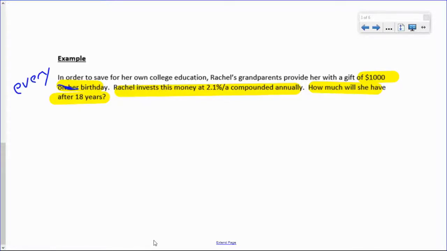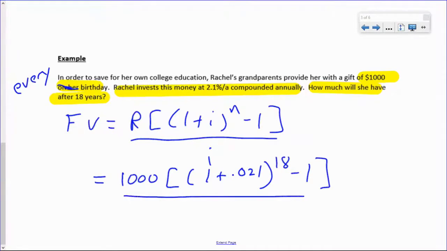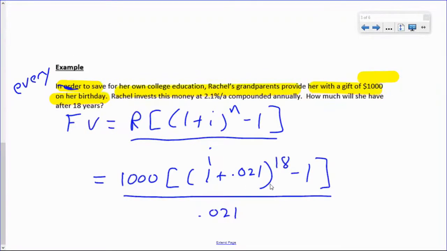Can you see why this example is actually a little easier than the example involving the car? Why is that? Well, the answer is that it's compounded annually. So we don't need to change the interest rate. We just need $1,000 for our regular payments. Our interest rate is 2.1%, to the power of 18 years, minus 1, all over 0.021. So this is a bit of a simpler example.